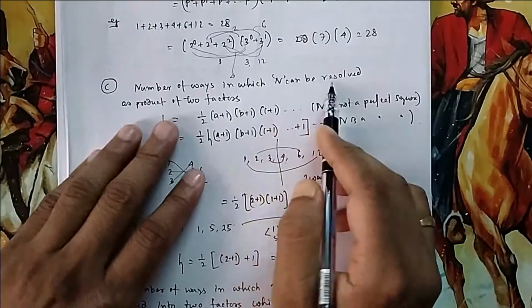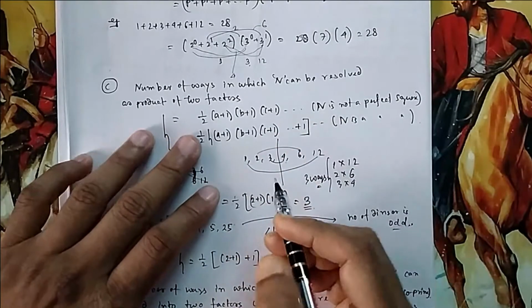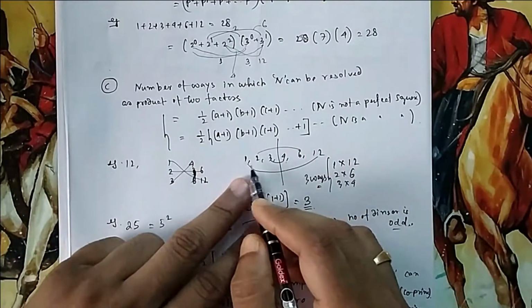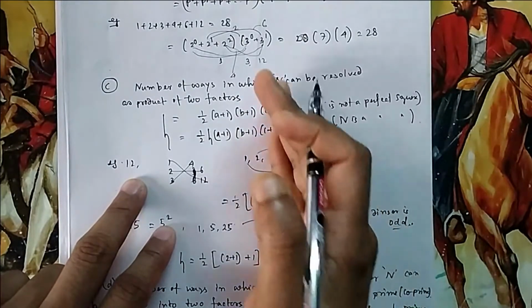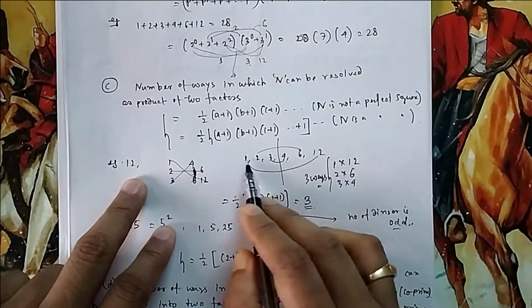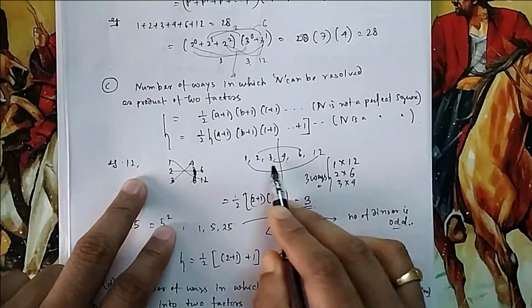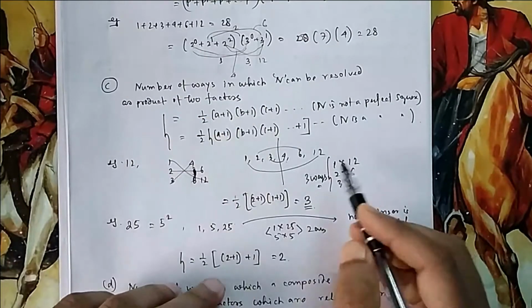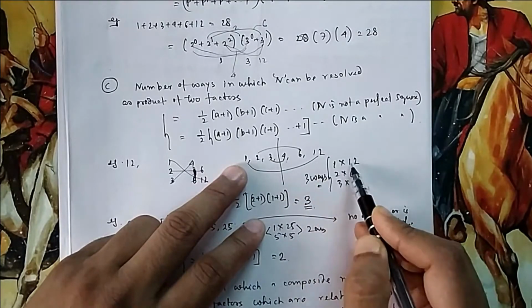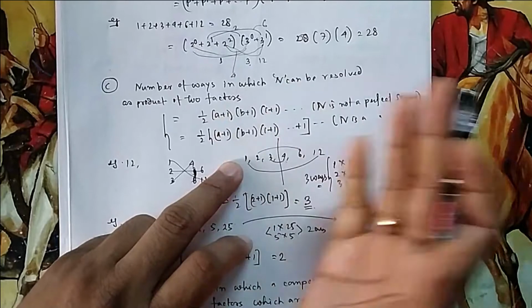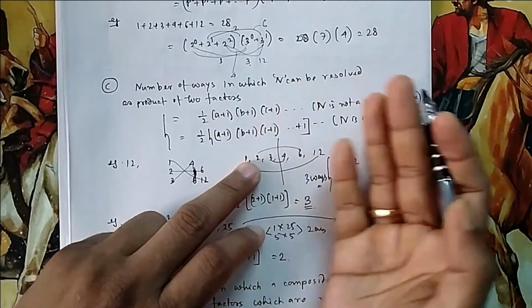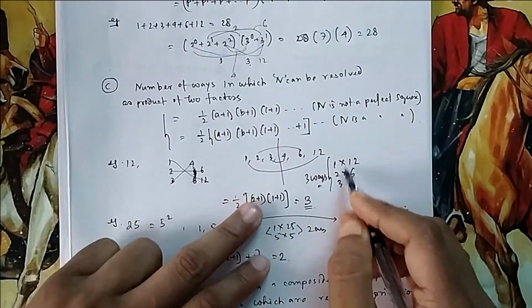The number of ways in which n can be resolved as a product of two factors. If n is not a perfect square, just now we have taken 12. So the factors are 1, 2, 3, 4, 6, 12. If you divide by 2, with 1 you can take a pair, 12. So 1 into 12, because you want to take a product of these two. So how many ways can you write? With 1 you can write 12. With 2 you can write 6. With 3 you can write 4. For each one you will have its counterpart in the other half. So 2 will have its counterpart. For 3 it will have its counterpart. So how many ways? 3 ways.